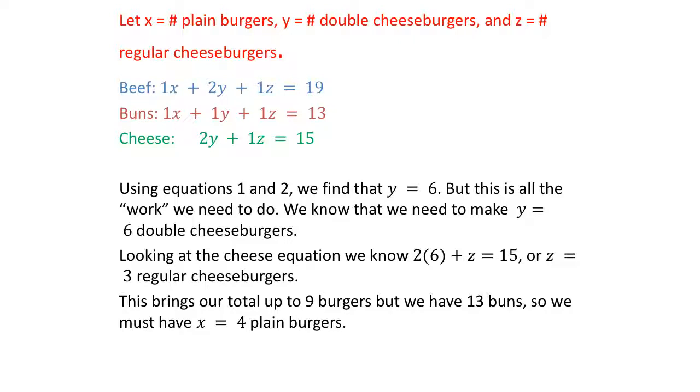Okay, so you don't always have to do the, quote, work in order to solve these systems of equations. Sometimes you can do the comparison and it'll give you an answer just as easily as the step-by-step math will do.